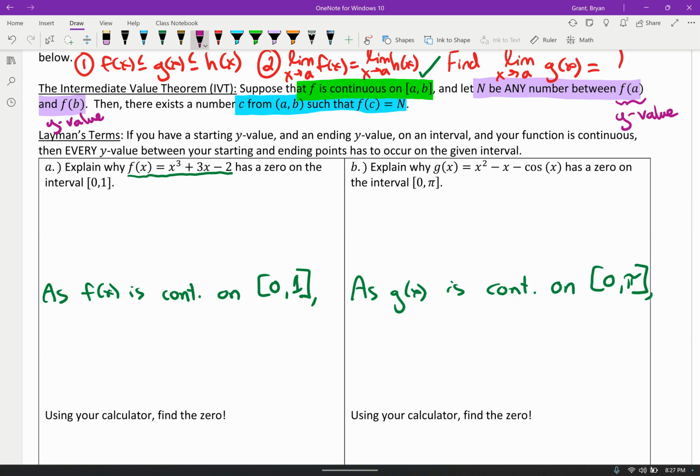Now, where are these a and b's coming from? Let's see, a and b. Oh, a and b, those are the endpoints of our interval. So I think for part of this, we should probably find f of a and f of b right away. And that is, in fact, probably the first thing I'd suggest on the intermediate value theorem. So let's go ahead and find f of 0, okay, and f of 1. And we'll do the same thing over here. We're going to find g of 0 and g of pi.